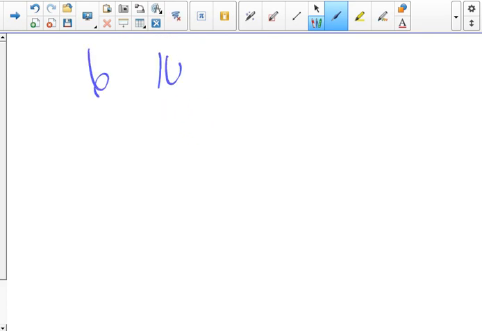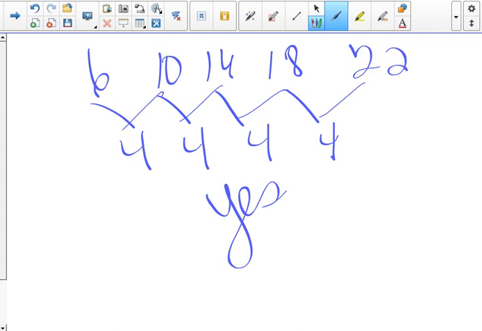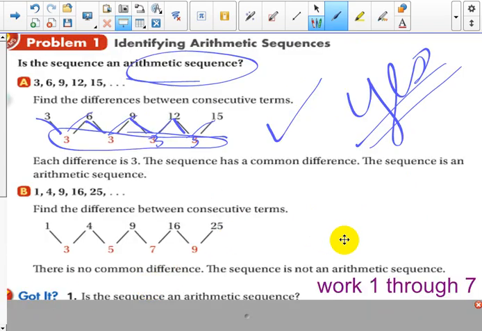Look at number 2. You've got 6, 10, 14, 18, 22. Work that real quick. So is it an arithmetic sequence? Yes or no? Yes, because what's its common difference? 4. Okay. Now, tonight you will go home and work 3, 4, 5, and 6. Okay? And 7. So you're working 1 through 7 for this first problem, and now we're going to move on.